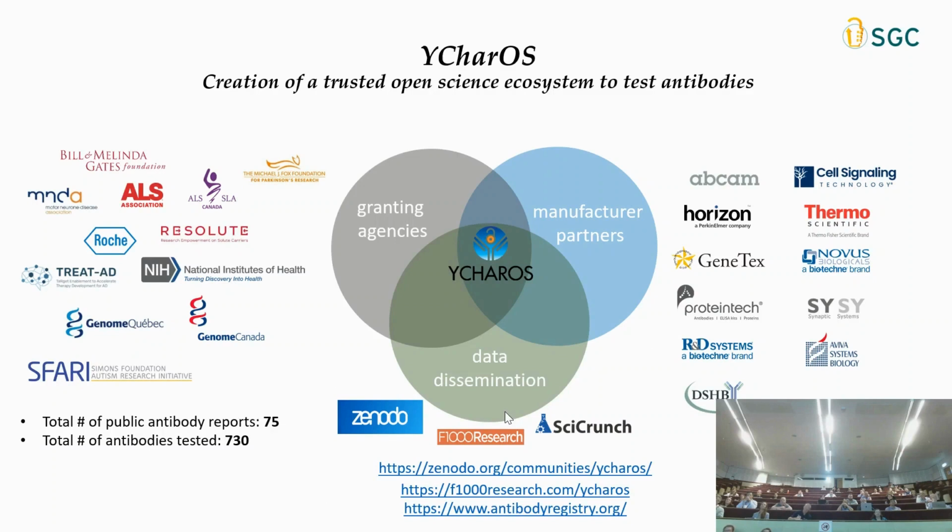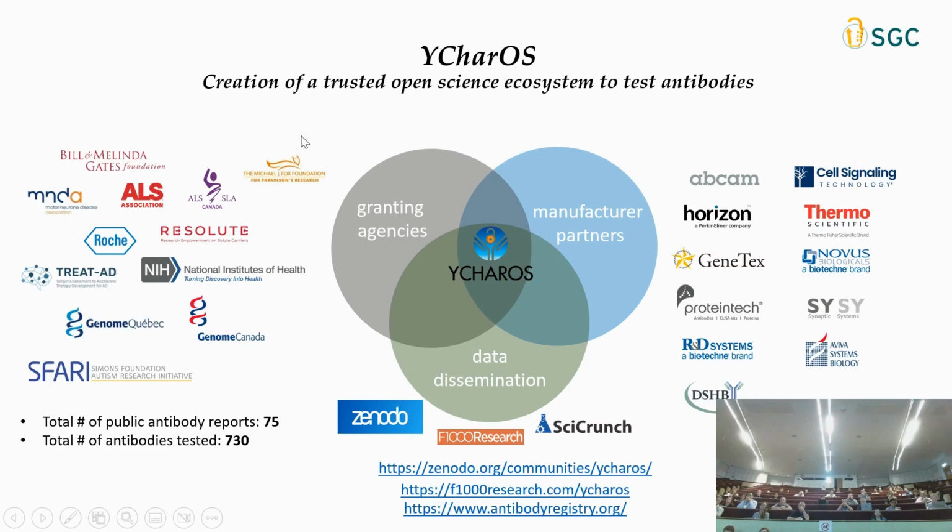So this is the ecosystem. We created a trusted open science ecosystem, and I want to emphasize a few things here. On the left are the granting agencies, the funders. On the right are our trusted partners, and these are the antibody manufacturers, and many of them are represented in this room. I just want to state very publicly that this YCharOS idea does not work without these partners, okay?